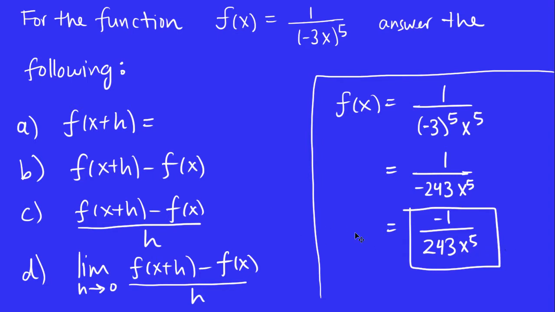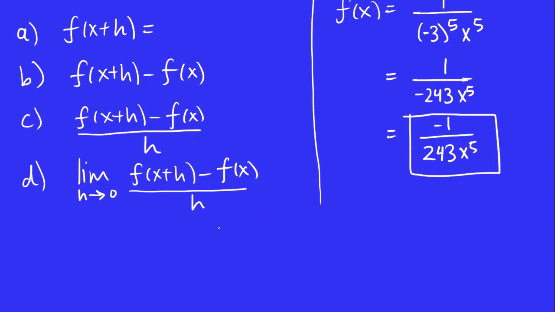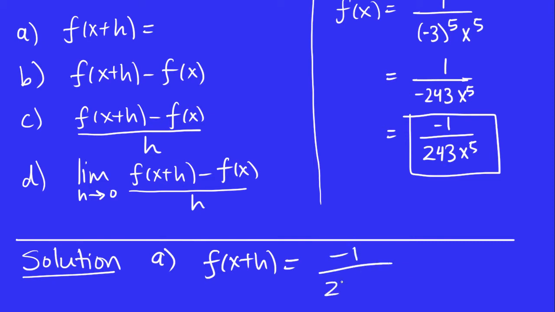Now, let's take a look at the very first thing we have to do here. We have to find f of x plus h, right? So let's see what we have here. For part A, what is f of x plus h? Well, we just replace this x by x plus h, and that's pretty much all there is to it.